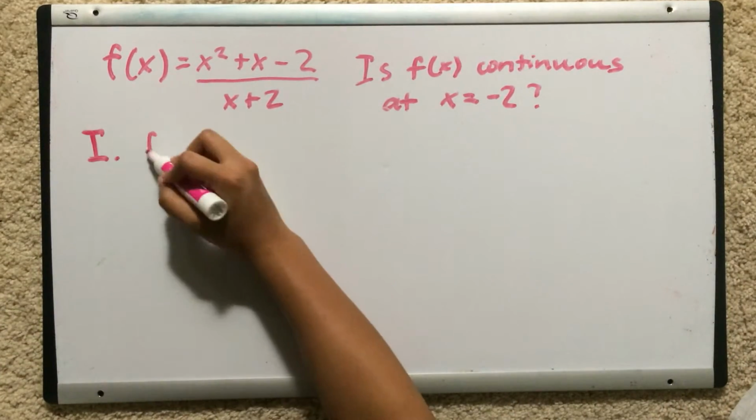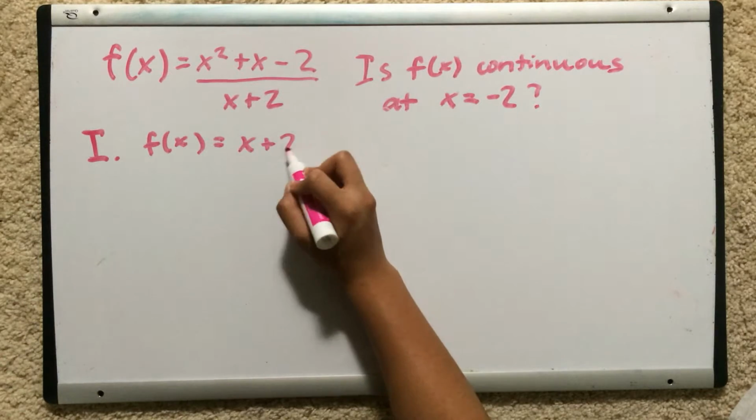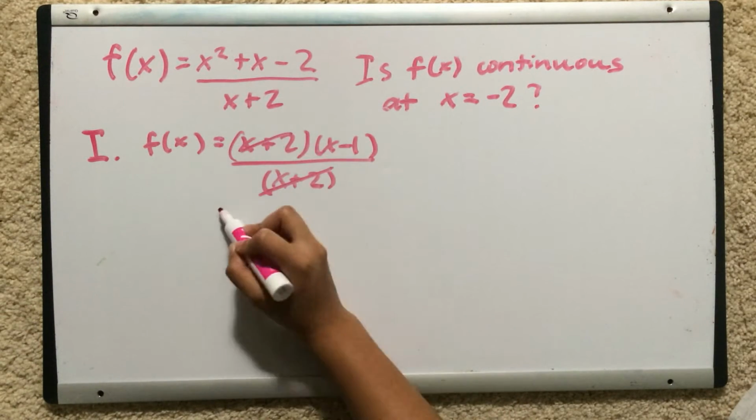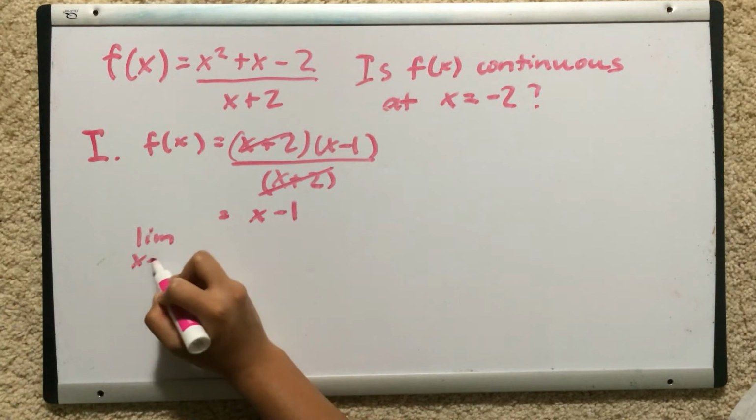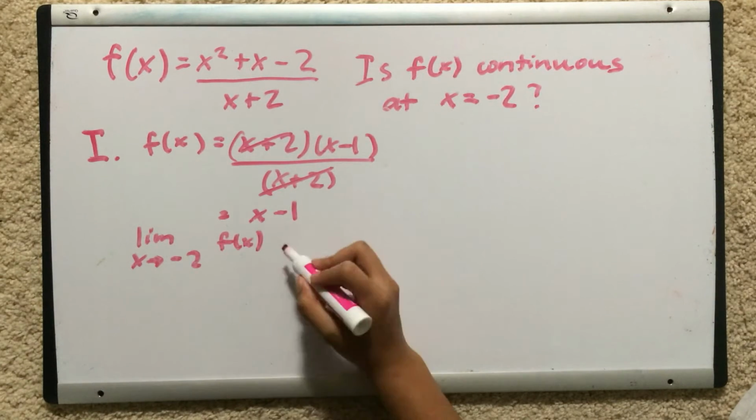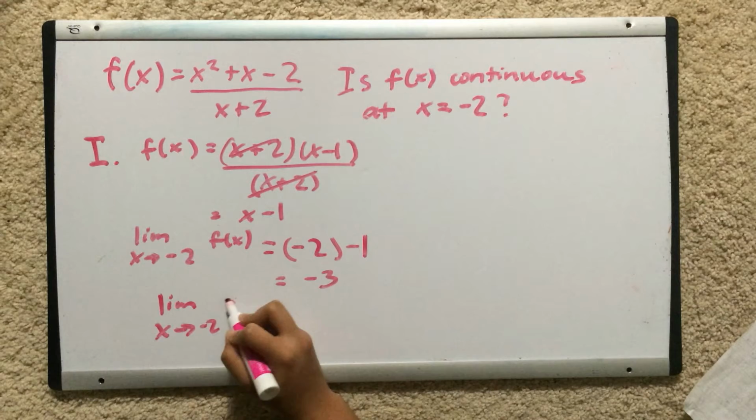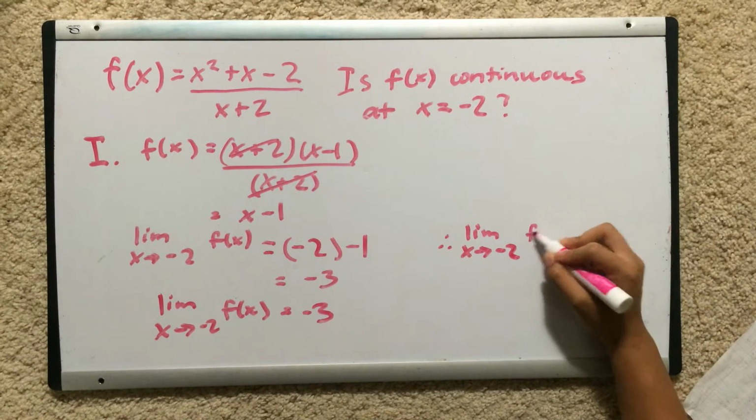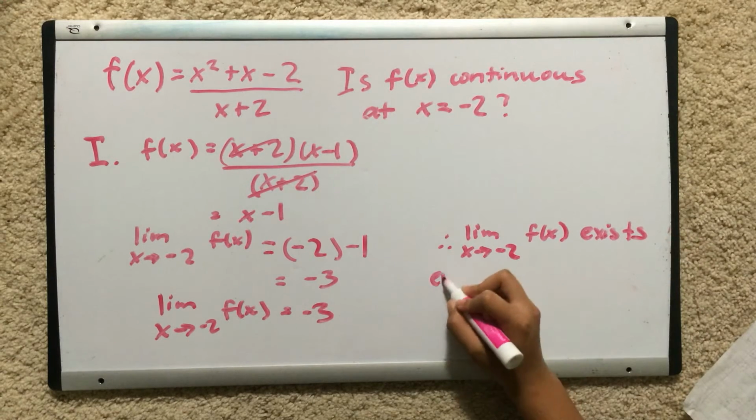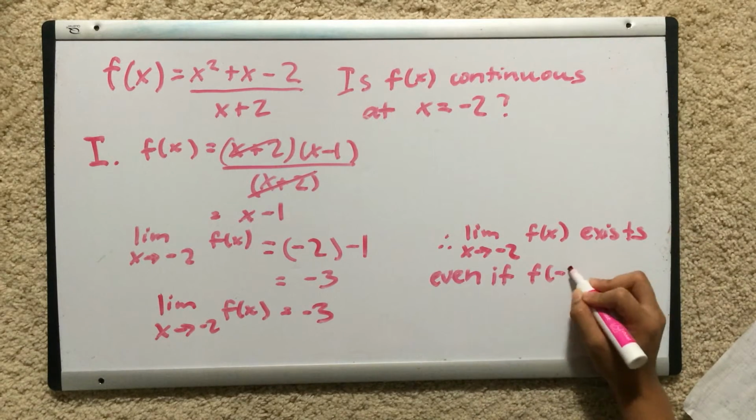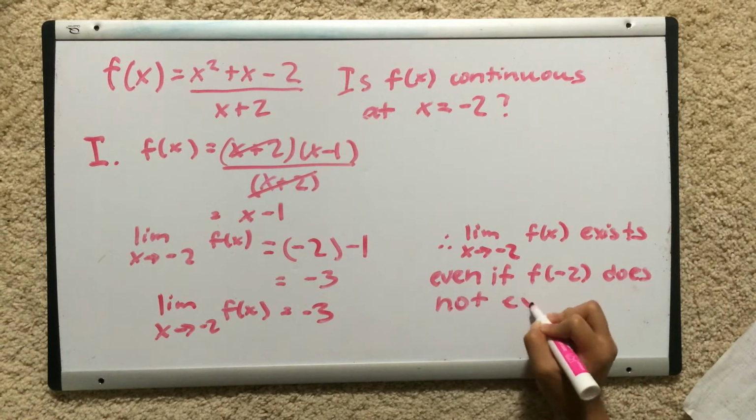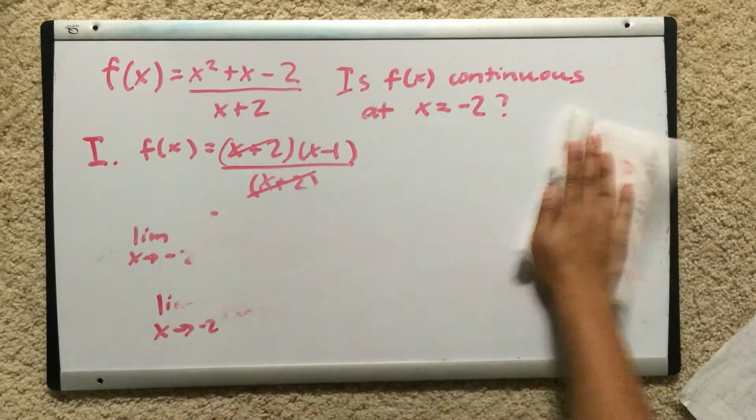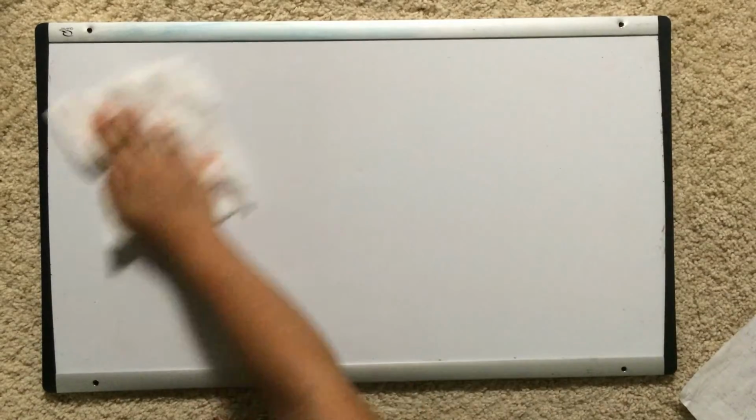However, the limit still exists. We can factor f of x, which would equal x plus 2 times x minus 1 over x plus 2. X plus 2 in the numerator and denominator would cancel, leaving only x minus 1. The limit as x approaches negative 2 of f of x equals negative 2 minus 1, which equals negative 3. Therefore, the limit as x approaches negative 2 of f of x exists even if f of negative 2 doesn't.